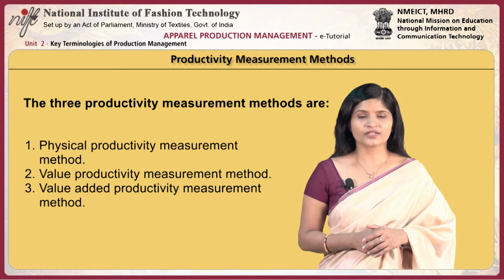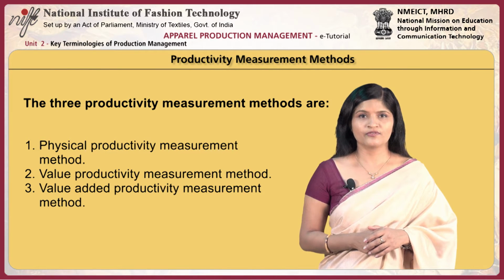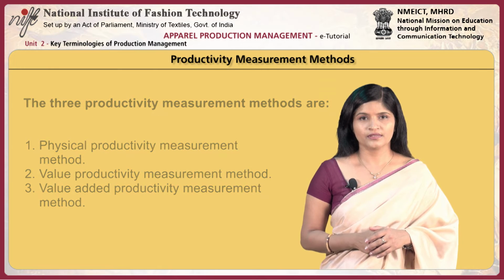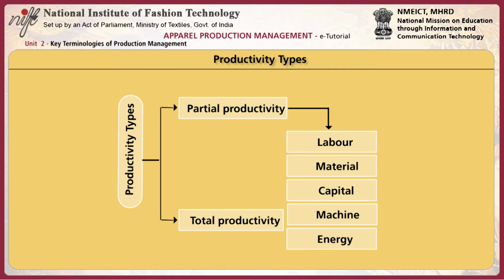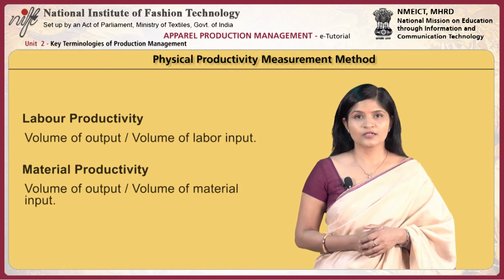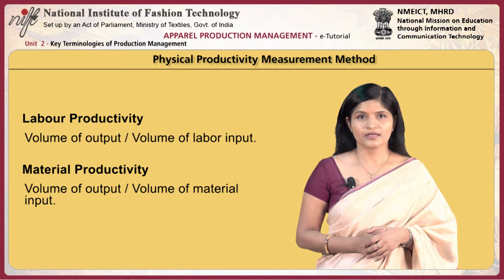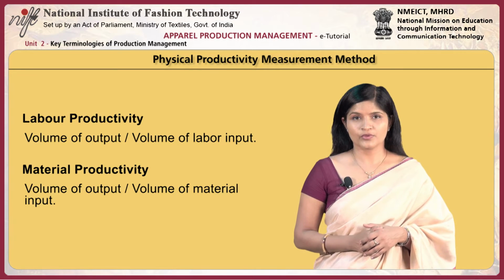There are 3 productivity measurement methods: physical productivity measurement method, value productivity measurement method and value added productivity measurement method. Productivity types. There are different types of productivity on the basis of input. It is classified as partial productivity and total productivity. Physical productivity measurement methods. Depending upon the input, there are different types of productivity.